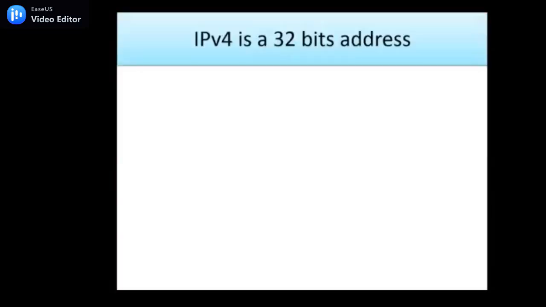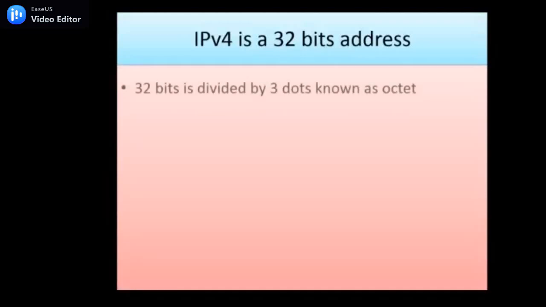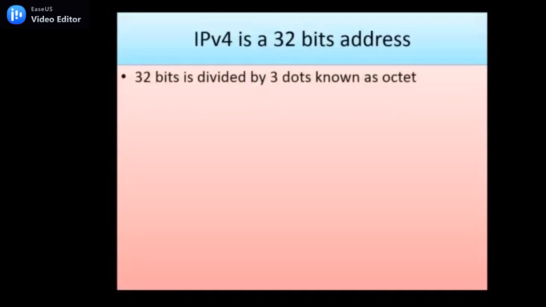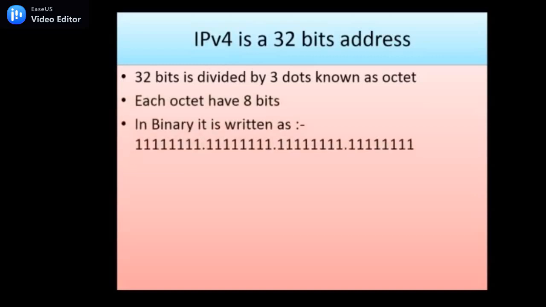IP version 4 is a 32-bit address, and this 32-bit is divided by 3 dots known as octets. Each octet has 8 bits, and when you are talking about 8 bits, in binary it is written as 1111 8 times, dot, 1111 8 times, and so on.